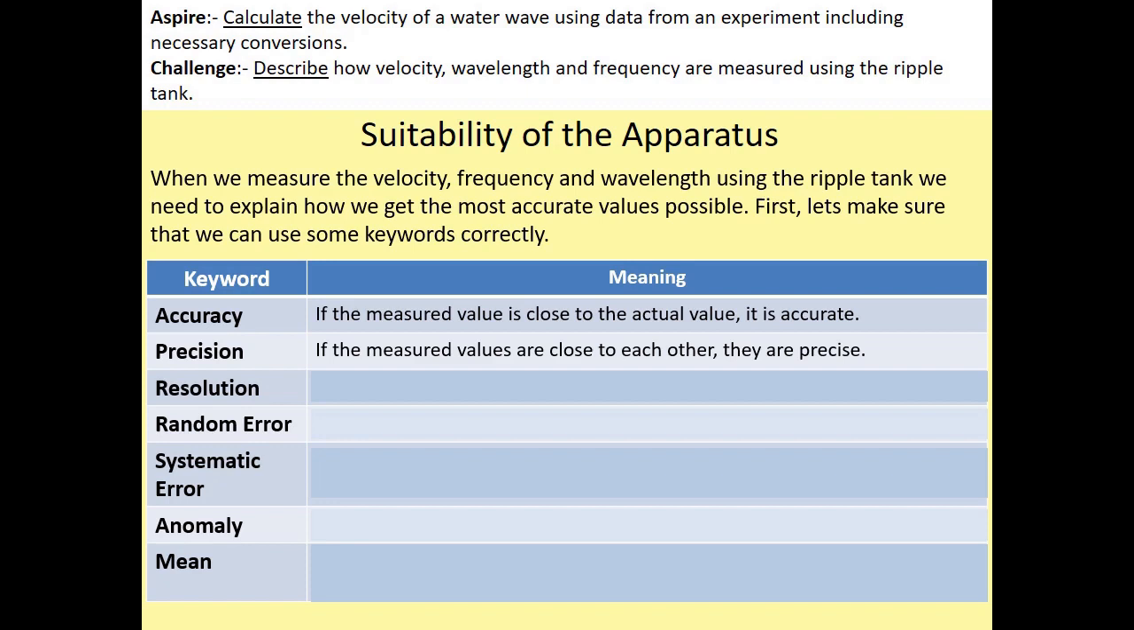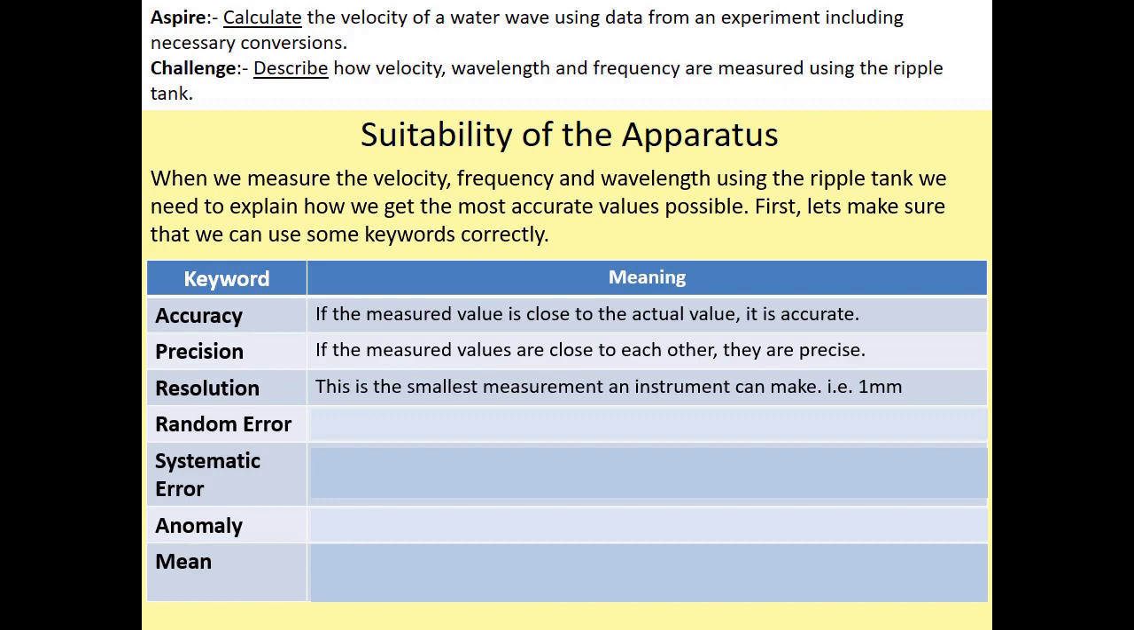Resolution then. This is more to do with the thing that you're using to do the measuring. So that could be a meter ruler. Once you've got this and it's stuck in your head, it's easy. It's the smallest measurement that an instrument could make. So if you're using a meter ruler and it's got 1 millimeter marks on it, the resolution is 1 millimeter. If you've got a stop clock and it measures to 0.01 seconds, the resolution is 0.01 seconds. If you've got a balance that measures to 0.1 of a gram, well, that's the resolution.